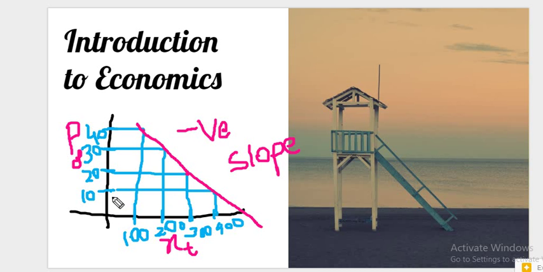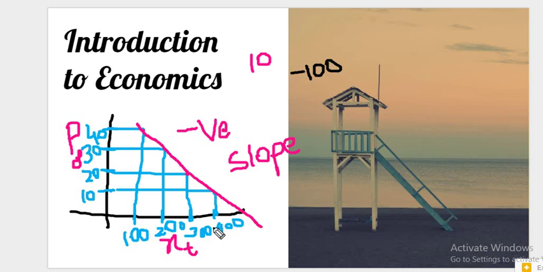So essentially what we are looking at here is when the price goes from 10 to 20, right? So there's a positive change of 10. The number of trips go from 400 to 300. There is a negative change, right? The change is minus 100.